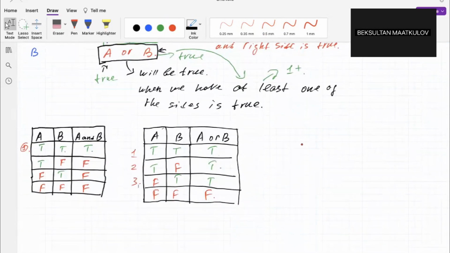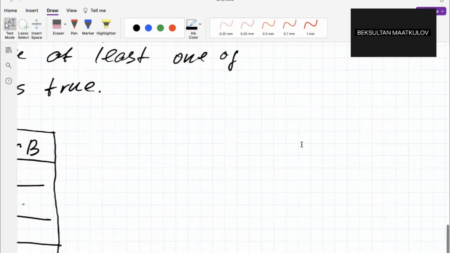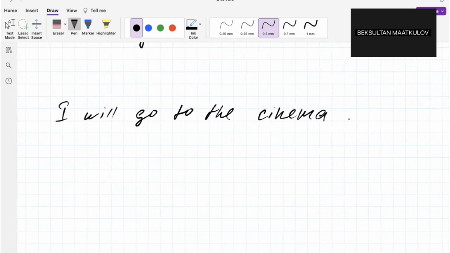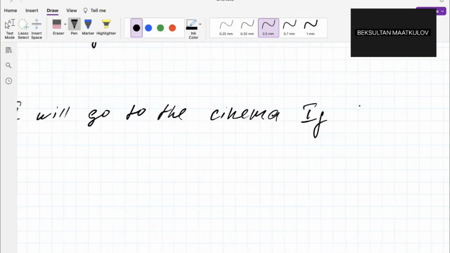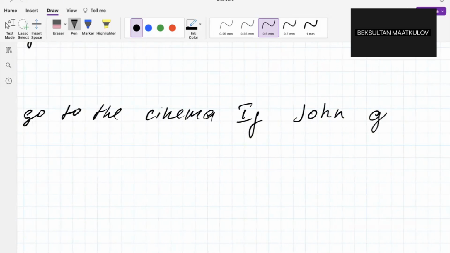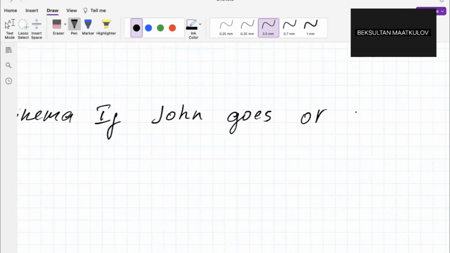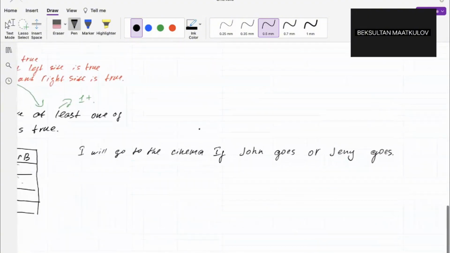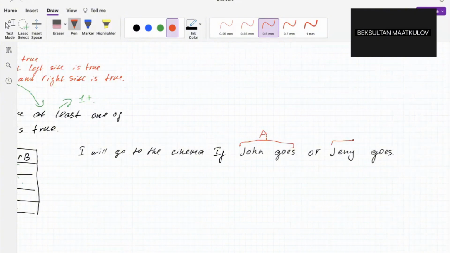And basically, you can imagine this as a statement. Let's give you an example. For example, if I write the statement, I will go to the cinema, and let's say we write an if condition. Let's say if John goes, or let's say Jenny goes. So here what you have: I will go to the cinema if John goes or Jenny goes. Basically you can denote John goes as A, and Jenny goes as B. So you'll have, I'll go to the cinema if A or B.